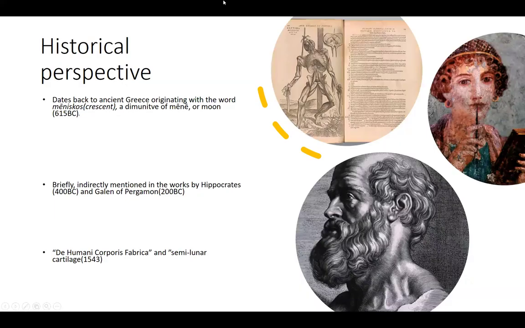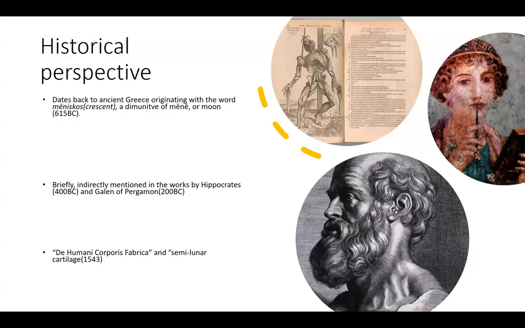So to take us through a historical perspective, the meniscus, meaning crescent-shaped body, is a diminutive of the Greek word men, or moon. The first documented use of the word dates back to 615 BC, when ancient Greek poet Sappho used the term to describe a phase of the moon in his work titled The Fisherman's Tomb. From an anatomical standpoint, the meniscus was first alluded to by Hippocrates in his work on fractures in 400 BC, although he did not refer to it as its own distinct entity.